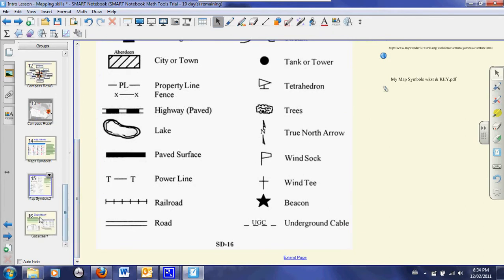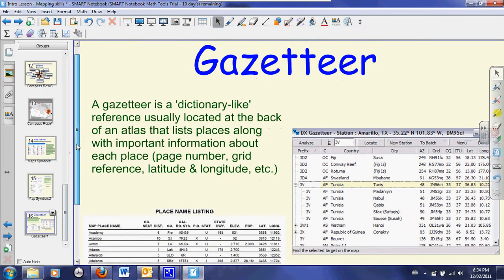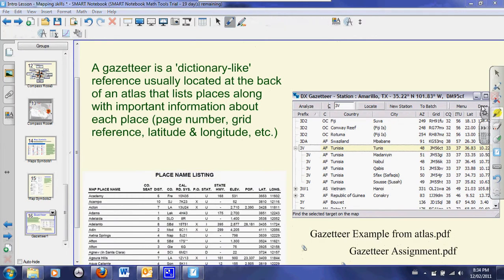Now, last but not least is the Gazetteer. The Gazetteer is kind of like a dictionary-like reference in the back, and it's broken into two parts. There's a Canada portion and there's a world portion. And the bits of information that it gives you are page number, grid reference, latitude, and longitude. And I'll show you an example of something that's actually, this is what our atlases look like.